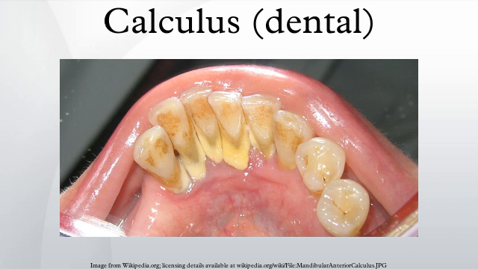In dentistry, calculus or tartar is a form of hardened dental plaque. It is caused by the continual accumulation of minerals from saliva on plaque on the teeth. Its rough surface provides an ideal medium for further plaque formation, threatening the health of the gingiva.